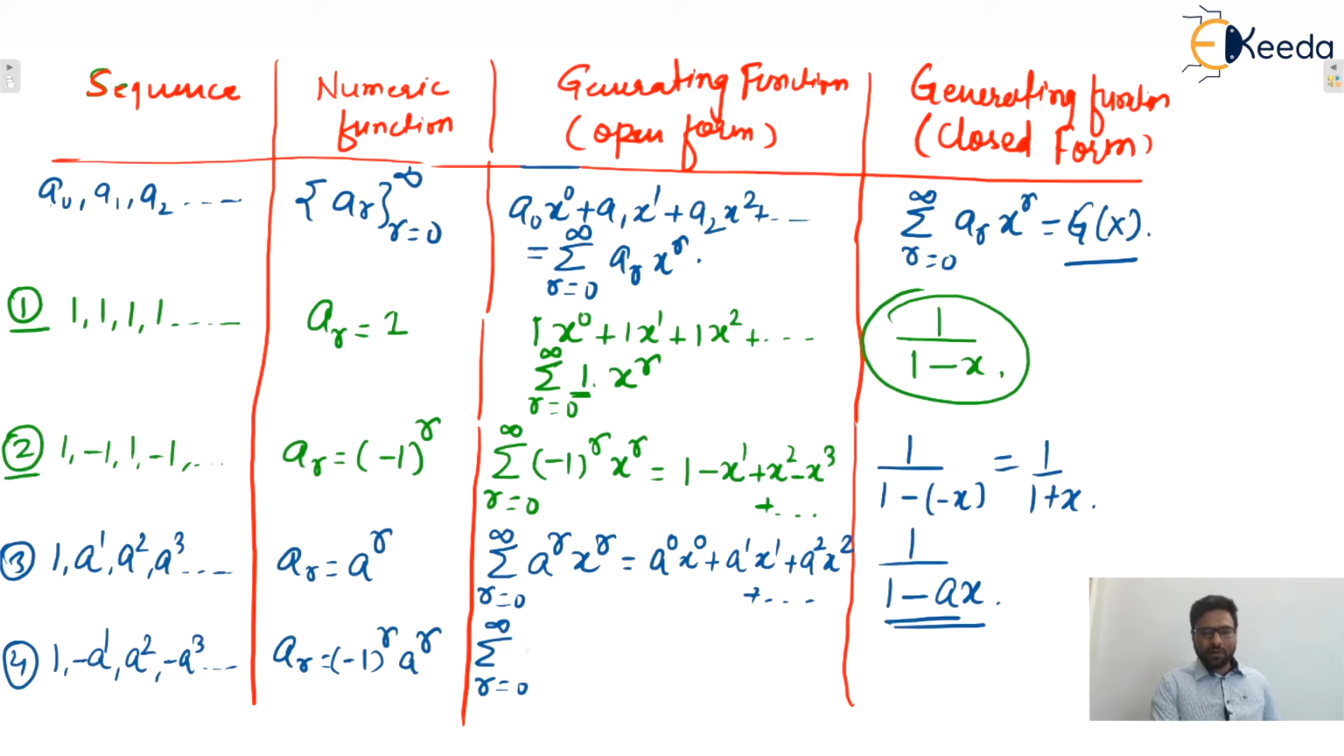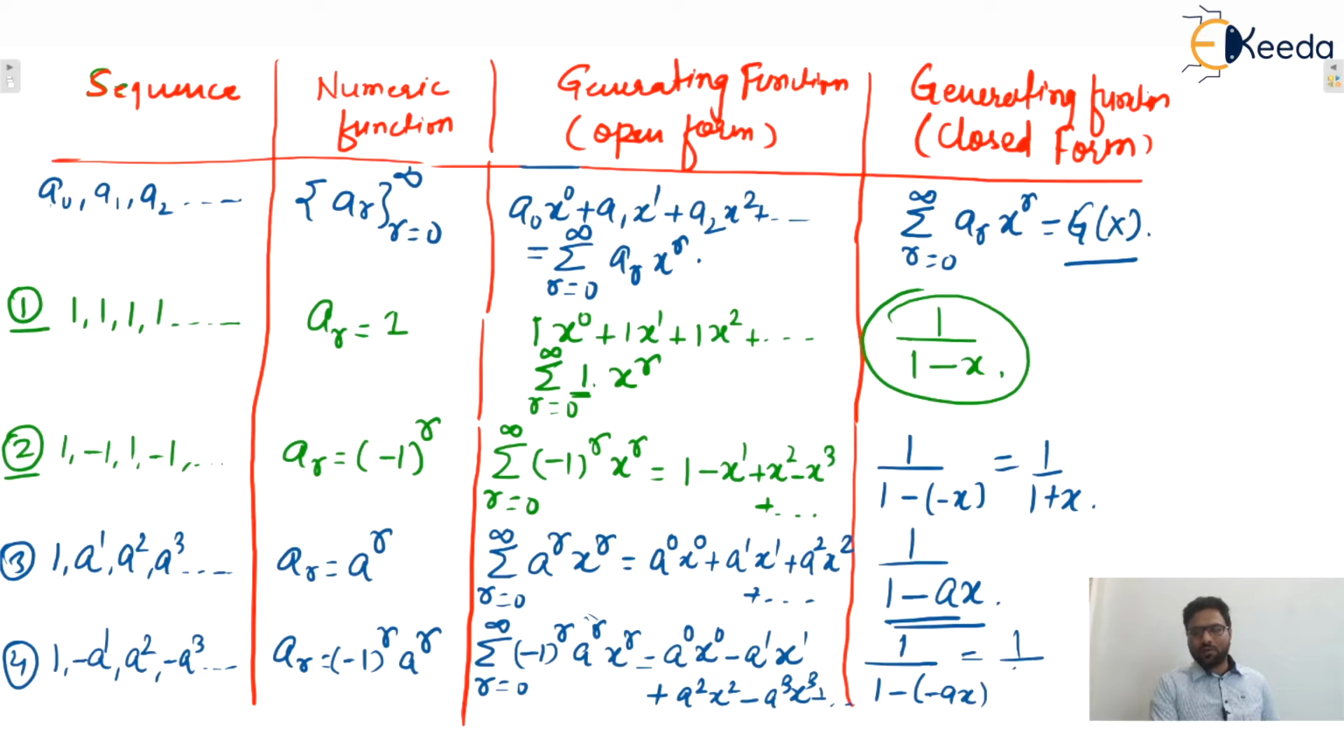Summation R from 0 to infinity, where AR is minus 1 raised to power R into a raised to power R, multiplied with x raised to power R. On expansion, this becomes a naught a power 0 x power 0 minus a power 1 x power 1 plus a square x square minus a cube x cube, and so on up to infinity. You can see this is also an infinite GP series where the common ratio is minus ax. So the sum is 1 upon 1 minus (minus ax), which becomes 1 upon 1 plus ax. That will be the closed form.